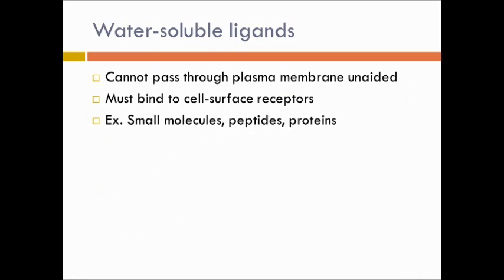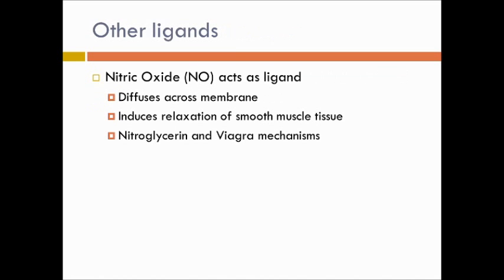With water-soluble ligands, they can't pass through the plasma membrane by themselves through diffusion like the hydrophobic ones can, so they have to bind to cell surface receptors. Examples of these are smaller molecules, peptides, and proteins. And one specific in the other category that we want to talk about is nitric oxide, or NO. It diffuses across the membrane and induces relaxation of smooth muscle tissue. It causes blood vessels to dilate, which is why it's implicated in the mechanisms of nitroglycerin and Viagra.